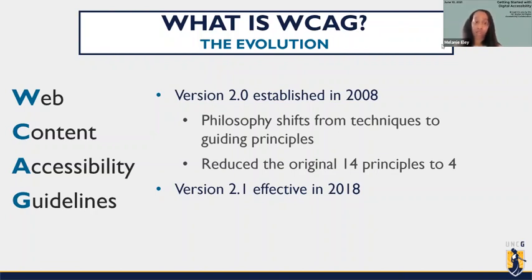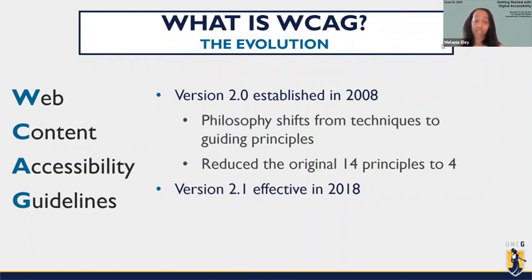The success criteria are the pieces of WCAG that provide the specific information about techniques, explanations about specific accessibility issues, whether it's something that you need to fix, or something that you want to consider as you are creating your content or building your sites.